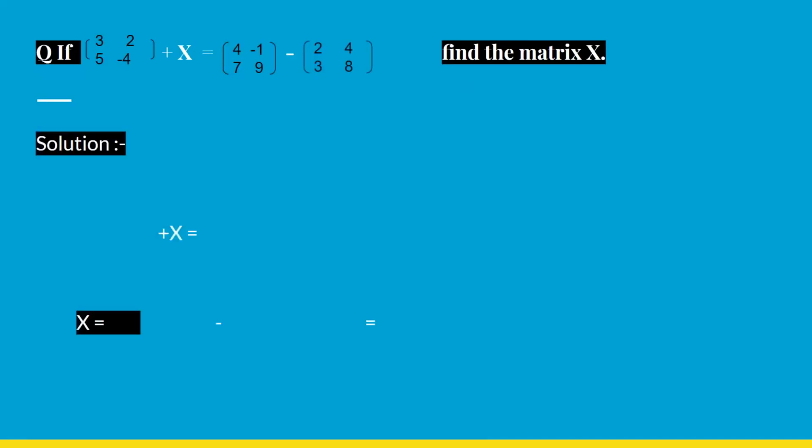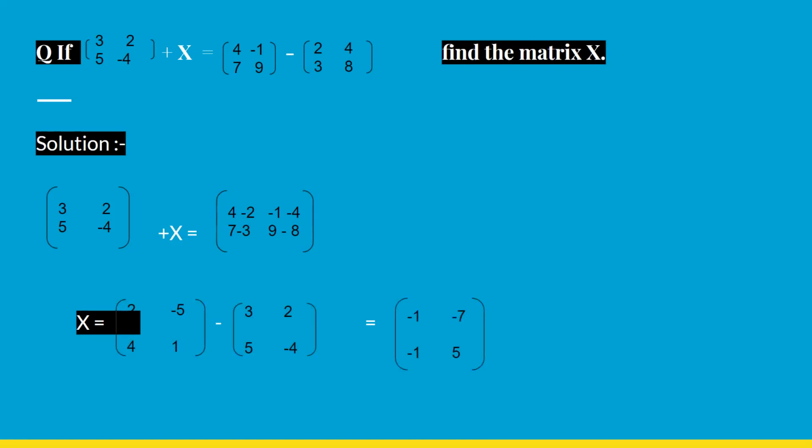Another problem: we need to find the matrix X. One matrix is given on the left hand side plus X, where X is another matrix which we have to find, and on the right hand side two matrices which we have to subtract. So first we subtract them. On the right hand side it becomes 4 minus 2, -1 minus 4, 7 minus 3, and 9 minus 8. That is what we learned last time, how to subtract them.